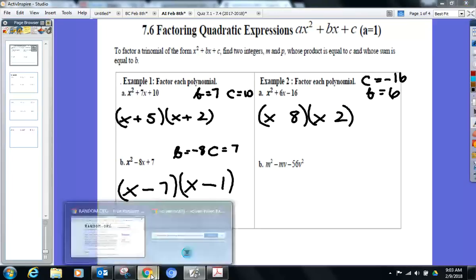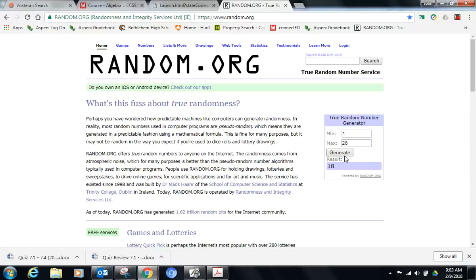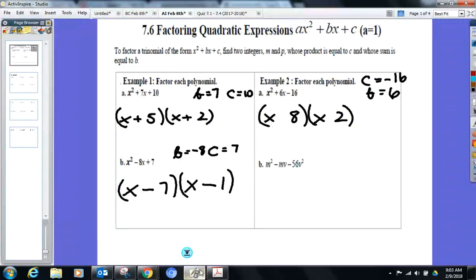All right, where are the signs going to be? Here you go, 18. What are my signs going to be? Plus 8, minus 2. Everyone ready? Add them, you get 6. Multiply them, you get negative 16.